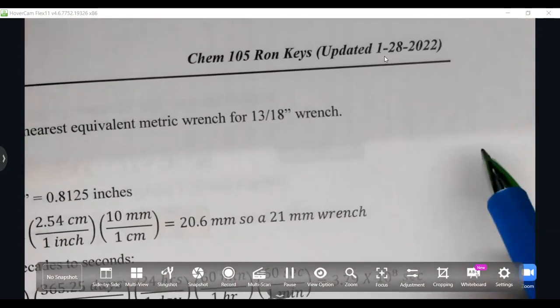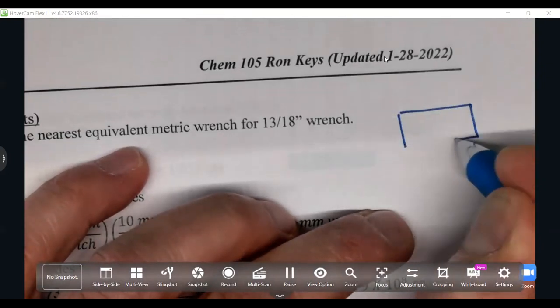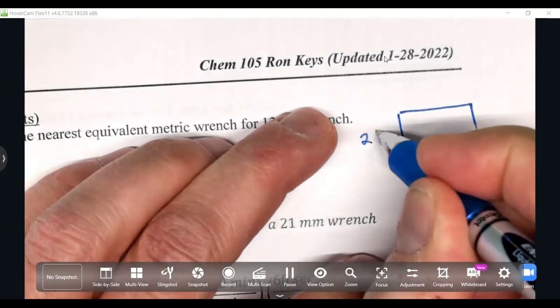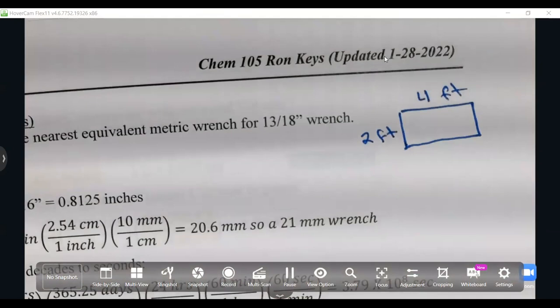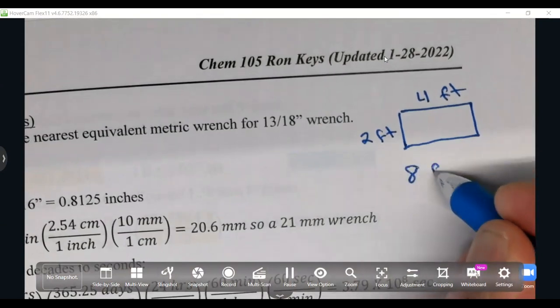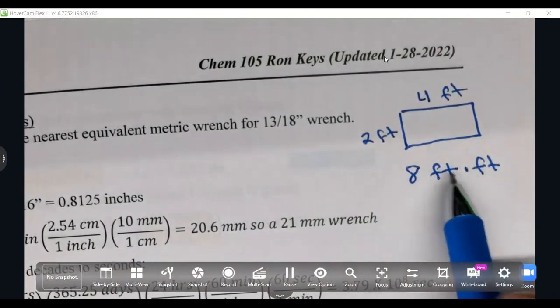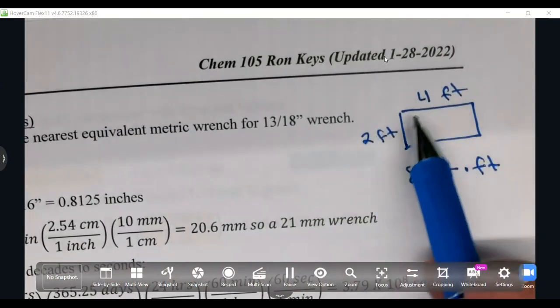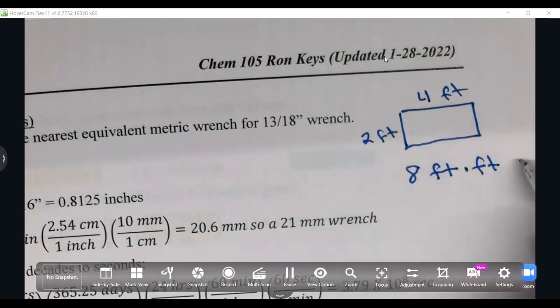If I come over here, and let me show you this. Don't write this down at all. If this is 2 feet and this is 4 feet, how many square feet? 8 square feet, right? You have 8 square feet. My point is this. It's feet times feet. You're multiplying the numbers, but you're also multiplying the units, right? So we would write this down as 8 feet squared.